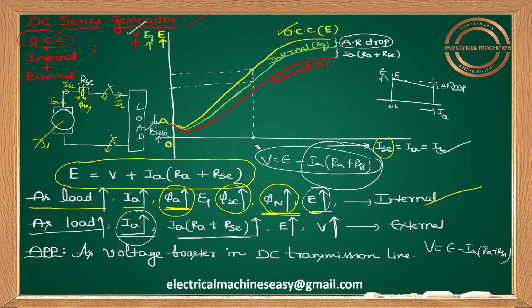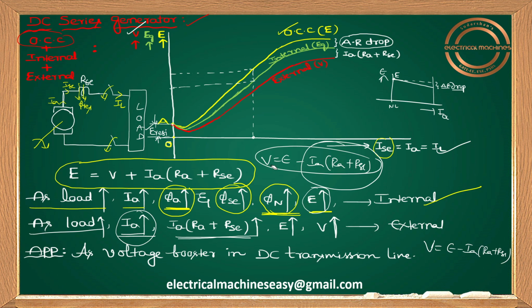This term is increasing, so V has to reduce. No, sir. Like that, they will think. No, it's not correct. What is the reason? Because with respect to this IA into RA plus RSC, your V is mainly dominated by the E value. This E is increasing already. This is the green color curve. So obviously V also will be increasing. But with respect to E, your V is below only because of this drop IA into RA plus RSC.